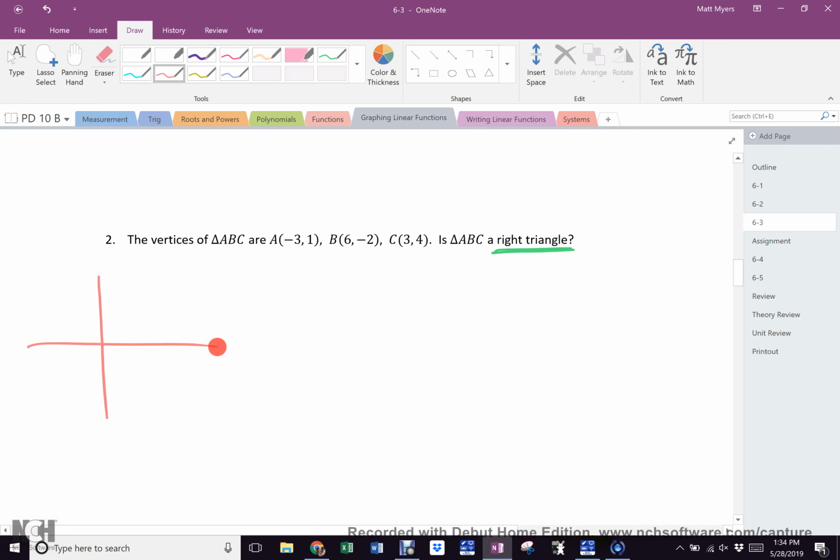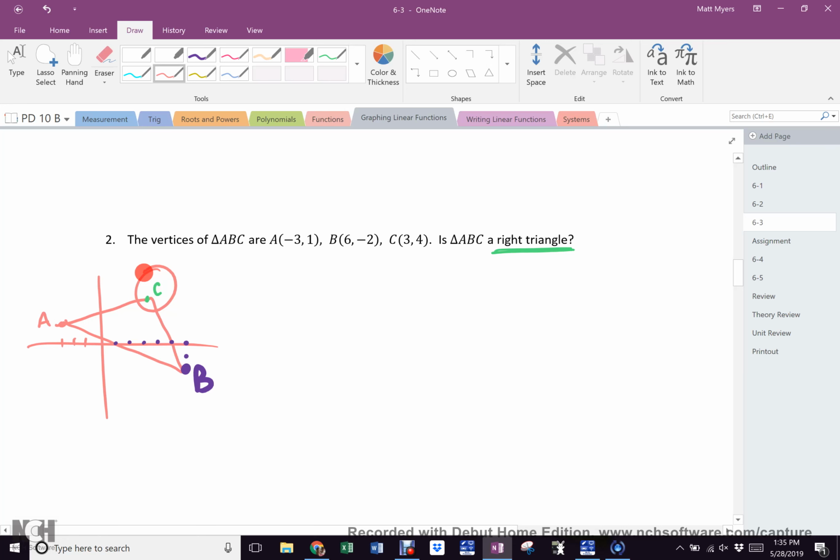Sketch it. Where is negative 3, 1? There's A. Where's 6, negative 2? There's B. Where's 3, 4? What is the only possible 90 degree? Right there. So do I have to check 6 slopes?